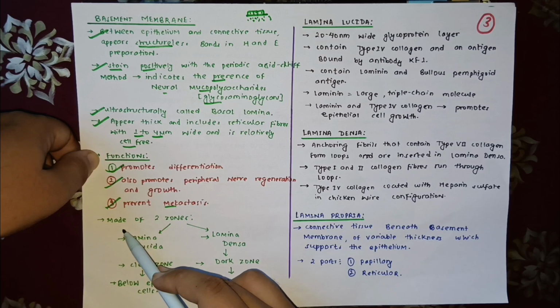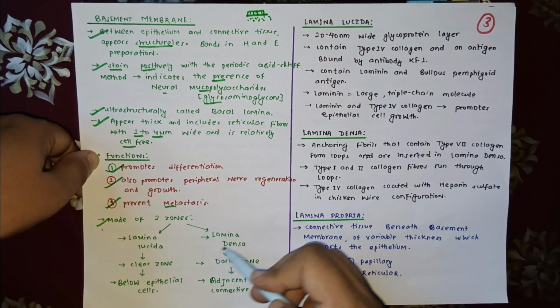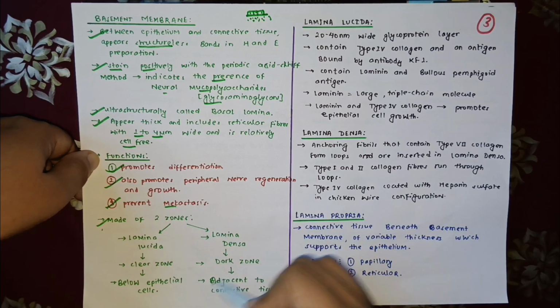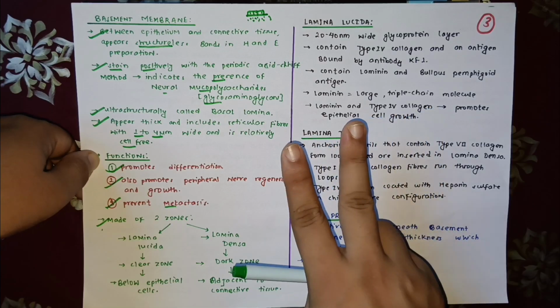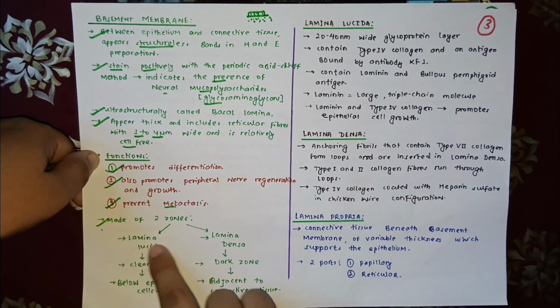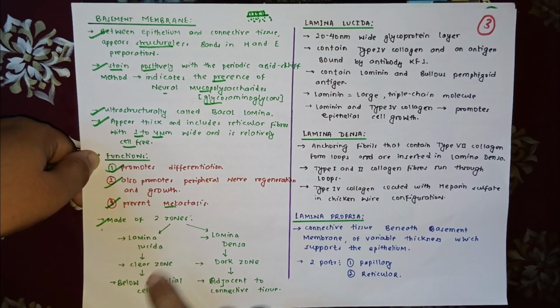In the next point, as I have written here, it is made up of two zones: lamina lucida and lamina densa. This is very important, you should learn this. The lamina lucida is called the clear zone, and the lamina densa is called the dark zone.